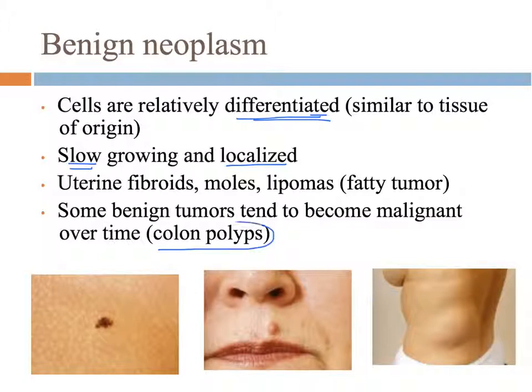Colon polyps are a perfect example of that, which is why people are recommending that you have a colonoscopy after you reach age 50, and if there are any polyps, they go ahead and remove them. So just some examples here.